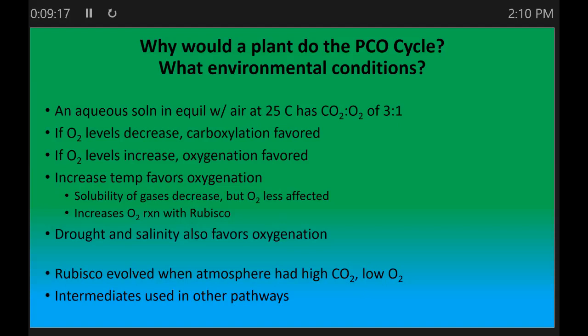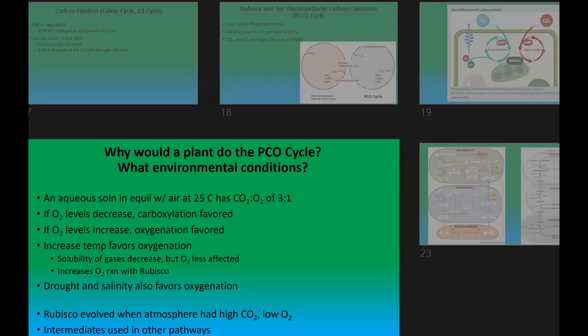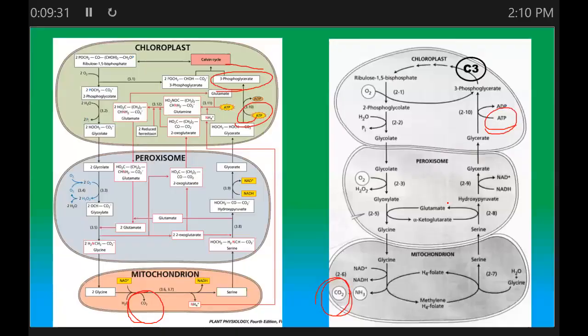And the other plausible hypothesis of why Rubisco takes both is that sometimes the PCO cycle could be beneficial in the sense of some of the intermediates that get produced. Perhaps those are important at key moments in the plant's life where they come in handy. And that's certainly possible.